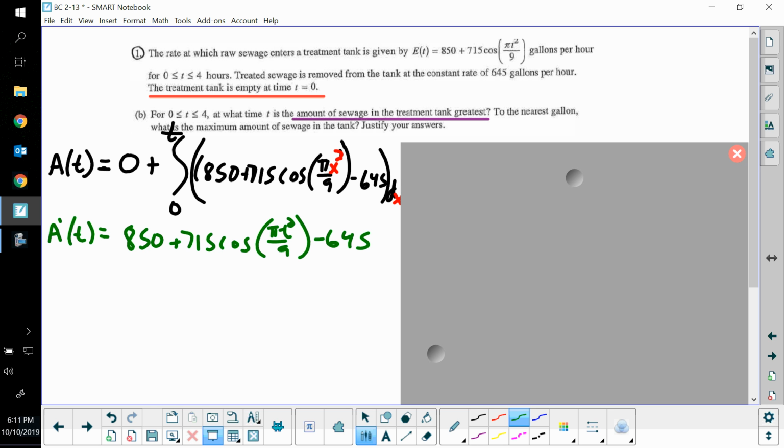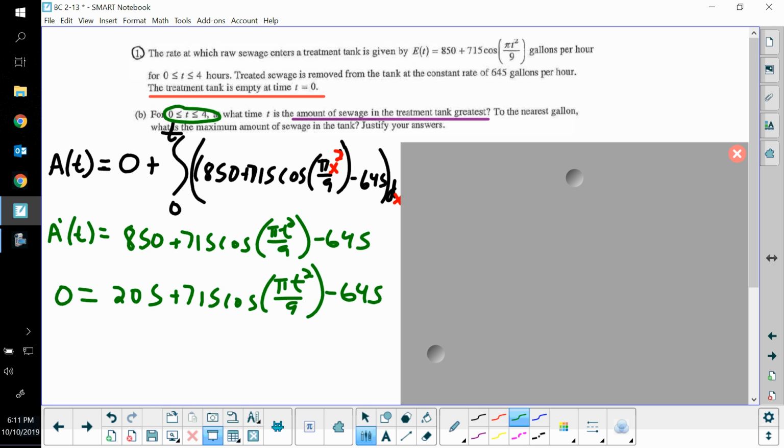After we find a derivative, we always want to find our critical values, because in reality, we already know our interval. Normally, we would find our interval even before the derivative, but we've got an equation, we've got an interval, we've got our derivative. Now our critical values, we're going to set this equal to 0. Now I'm just going to combine our like terms there, the 850 and the minus 645. So really that's just going to give us 205 plus 715 cos(pi t squared over 9) equals 0.